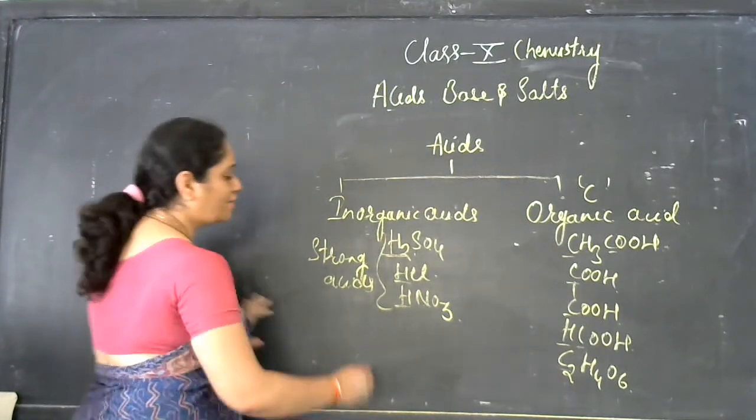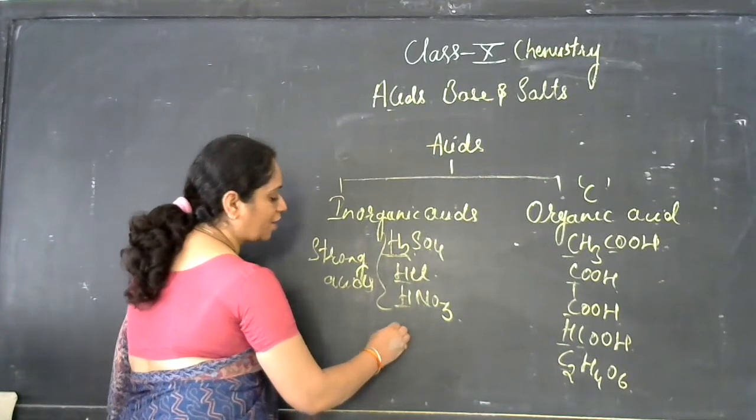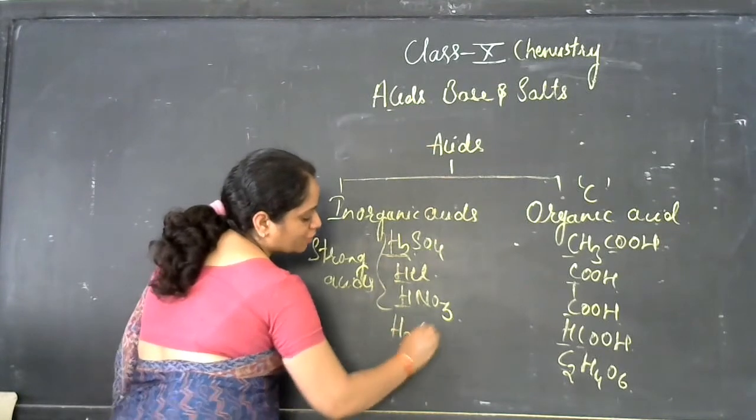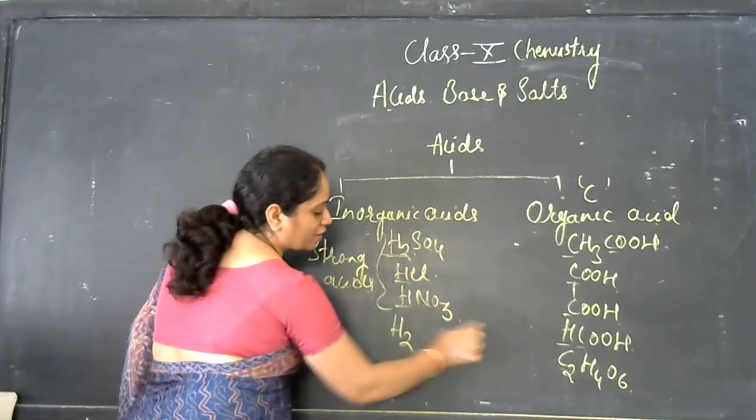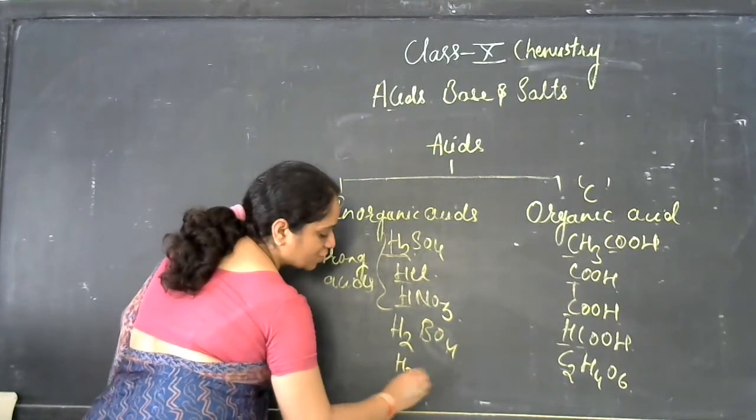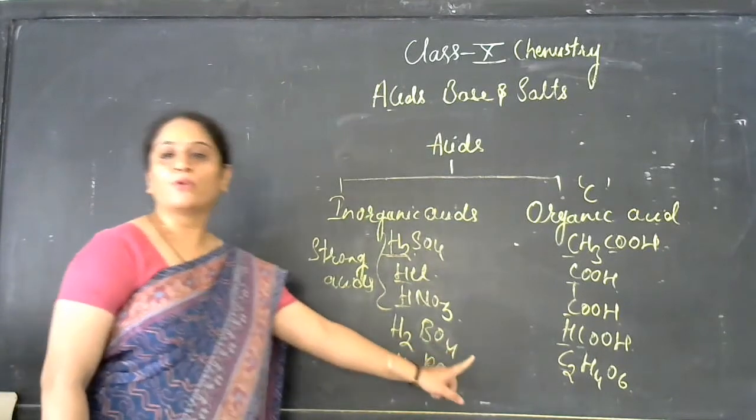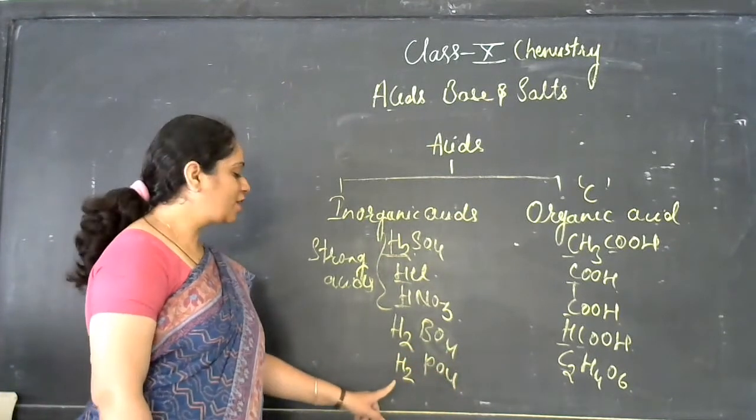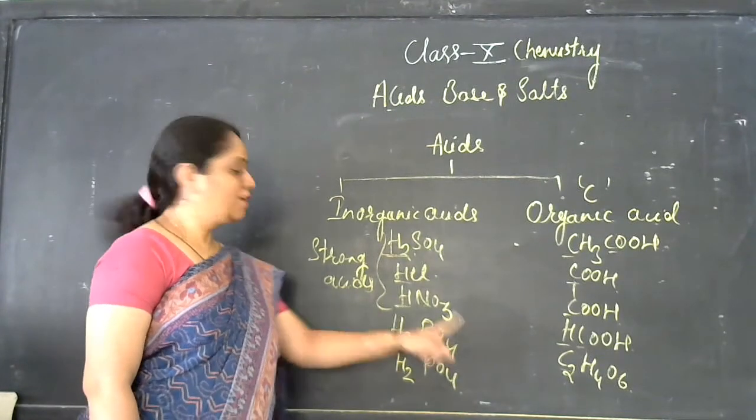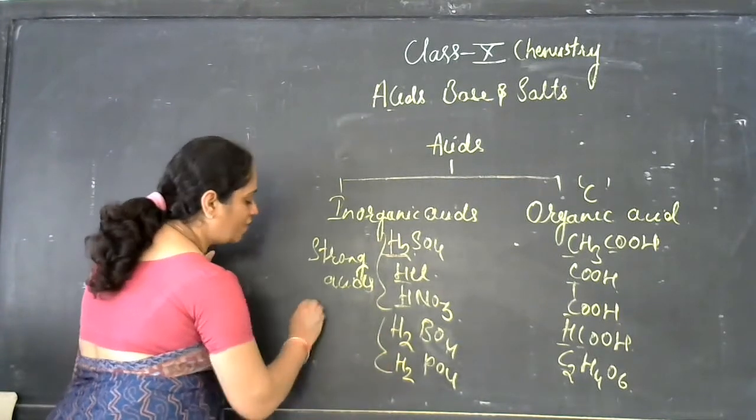Instead of that, suppose I take other types of acids here, such as H2CO3, H3BO3, or H3PO4. Boric acid and phosphoric acid come under the category of weak acids.